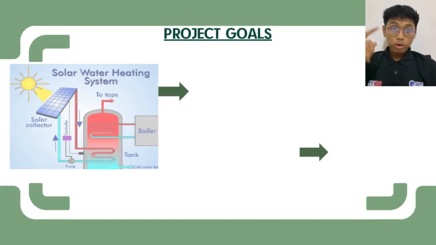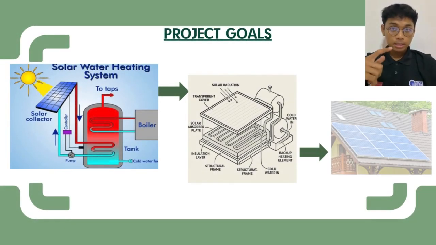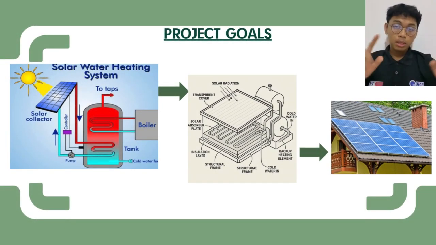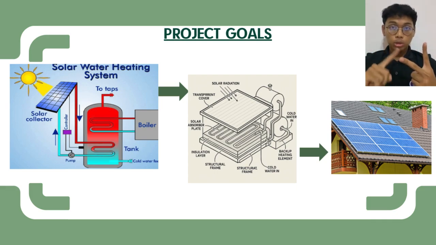So the second slide, our goals focus on key components. First, the transparent cover that traps heat, and second, solar radiation absorbed by the collector. The third, a cool water inlet feeding into the system, and an insulation layer reducing heat loss.